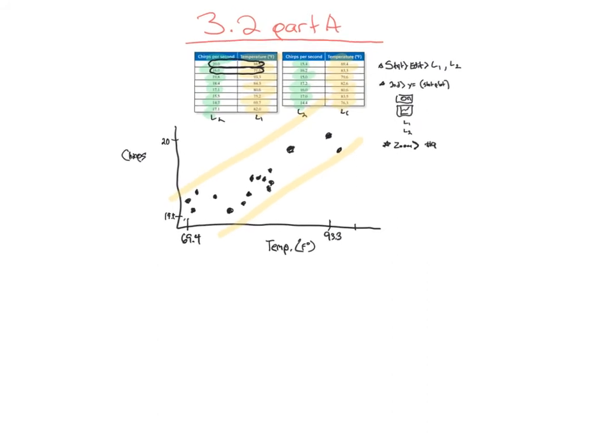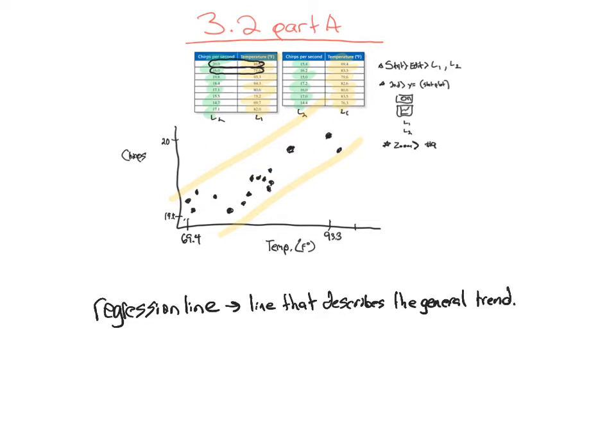So now let's get into something called a regression line. A regression line is any line that describes the general trend. And now we don't care about generic regression lines. We care about linear regression lines. That means a straight line, right? So a straight line that fits the pattern.